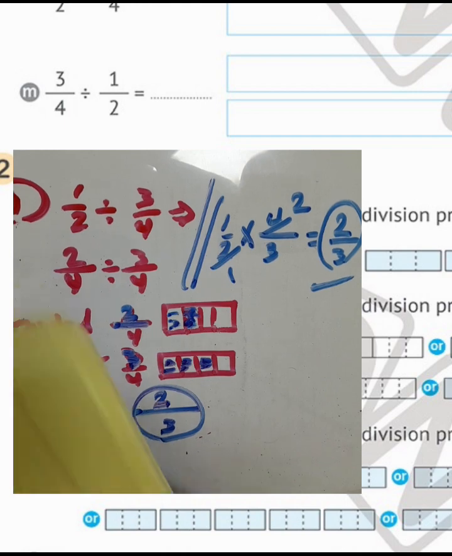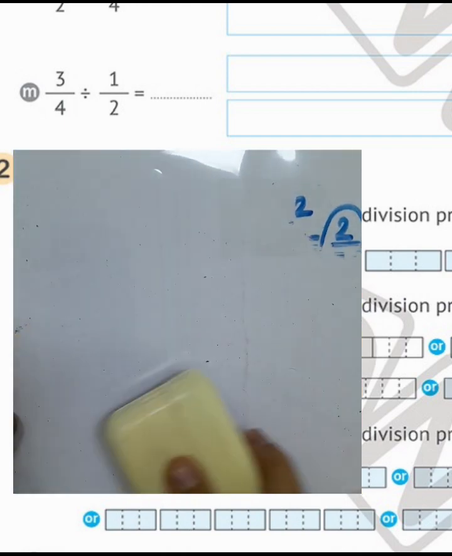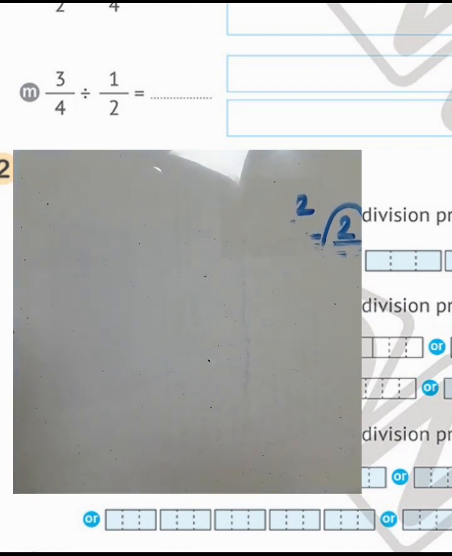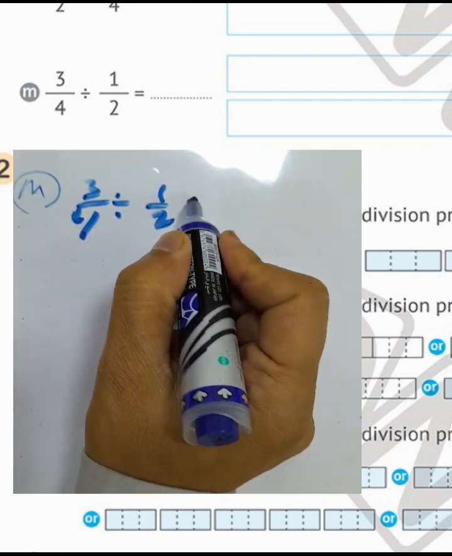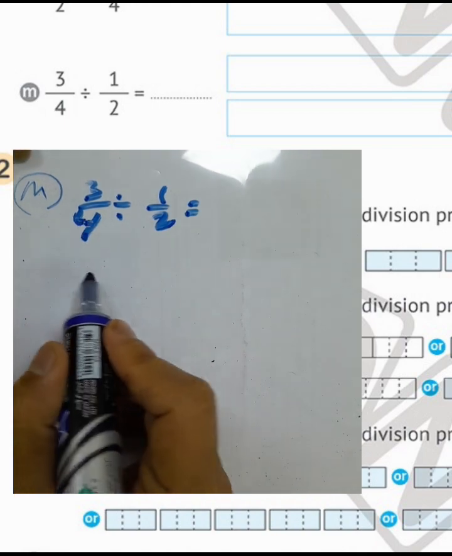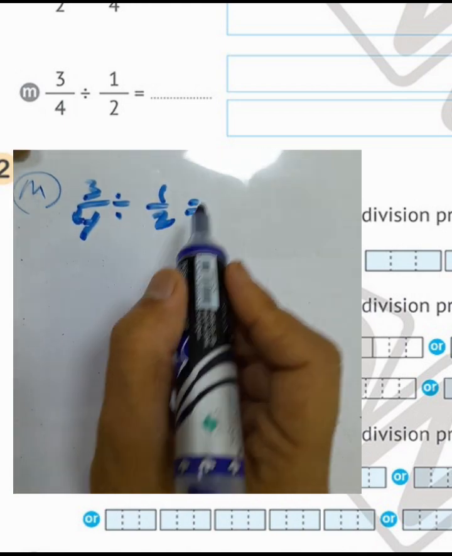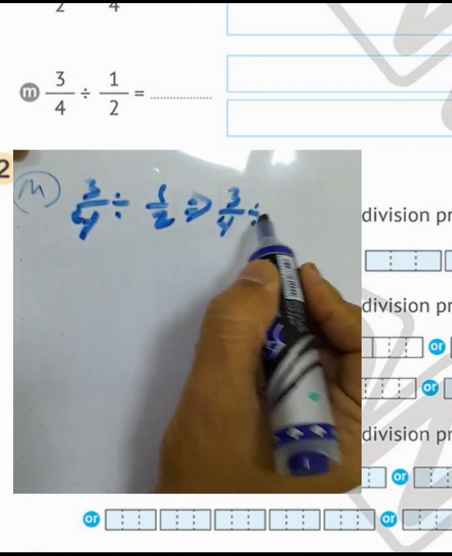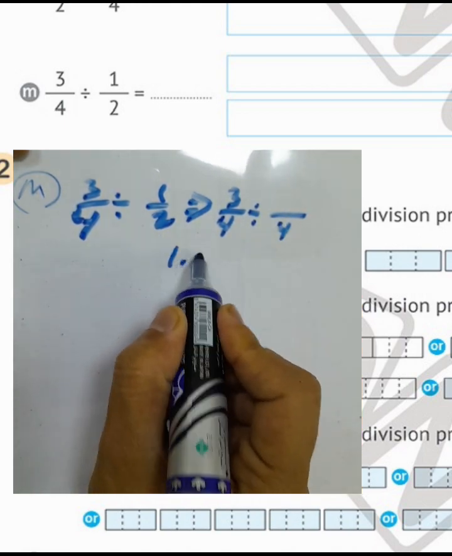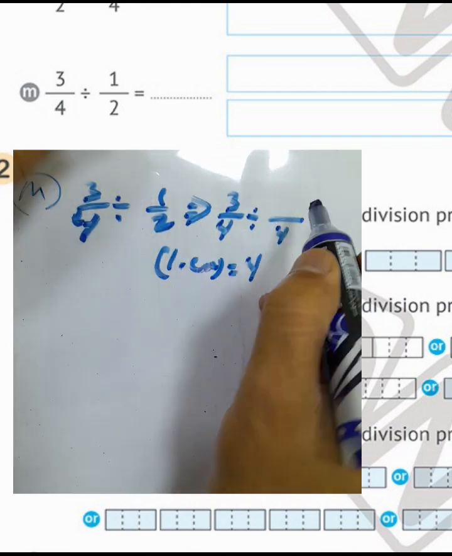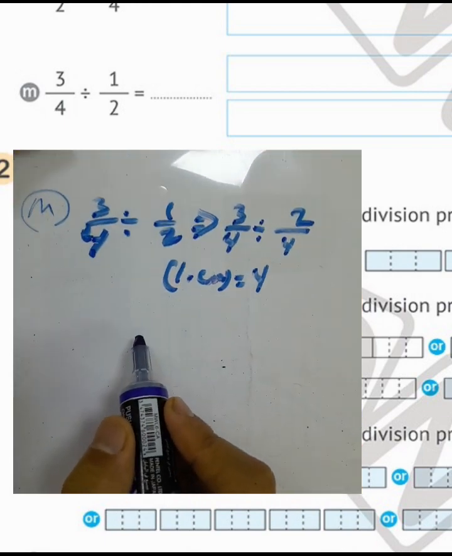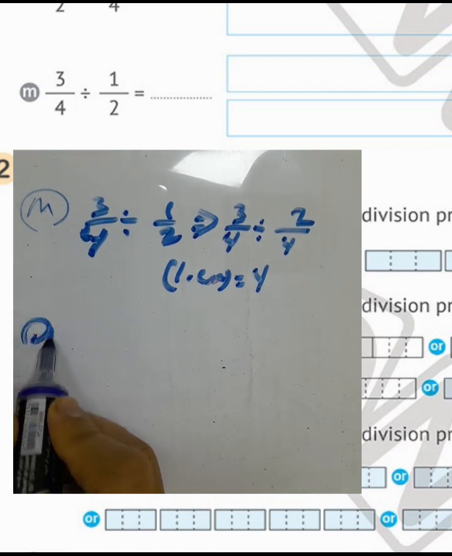Here, it's the last question about diagrams, okay? 3 over 4 divided by 1 over 2. First step, we can write the least common multiple between the two denominators. Write 3 over 4 divided by 2 over 4, because the least common multiple between them is 4. 4 can be divided by 2. 2 times 2 is 4, 2 times 1 equals 2. Okay? And then we can write here the dividend.